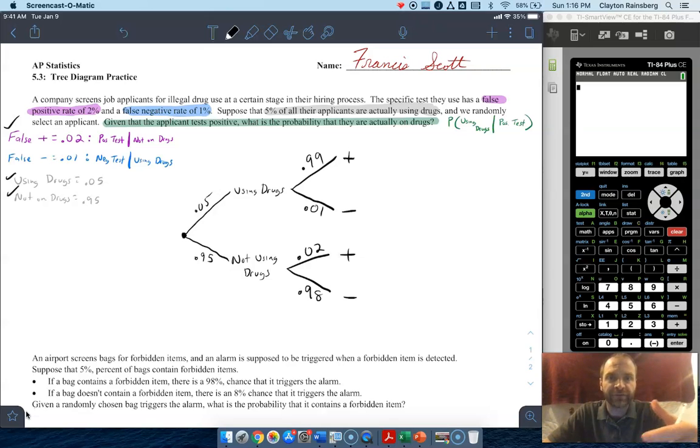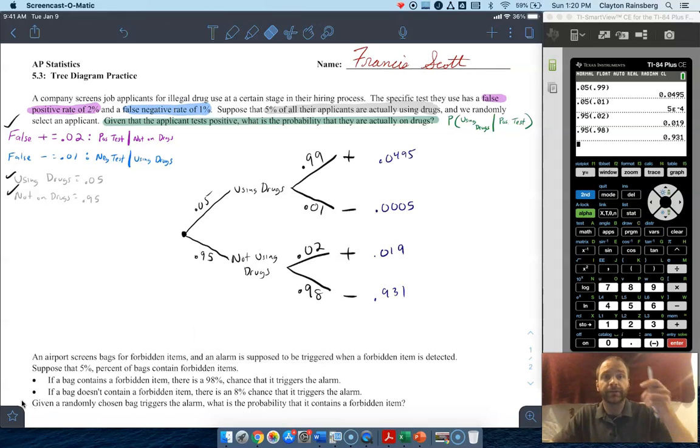Now we're going to have to figure out some of the things that we are finding. If I want to calculate some of these probabilities, I'm going to go across the branches and calculate it. You can see right up above, those are the calculations for each of those, and I wrote them down. Now we're going to figure out what each of these represents. That 0.0495 is the probability that the person is using drugs and testing positive. The 0.0005 is the probability the person is using drugs and testing negative.